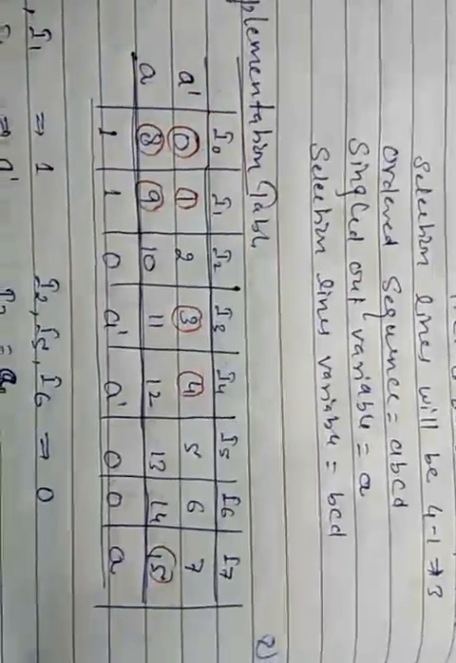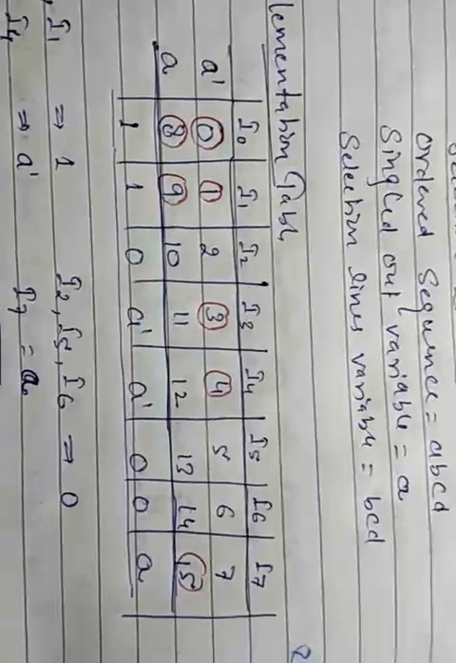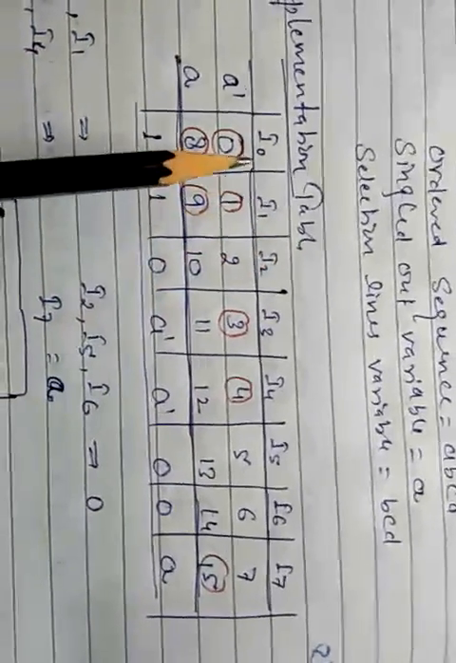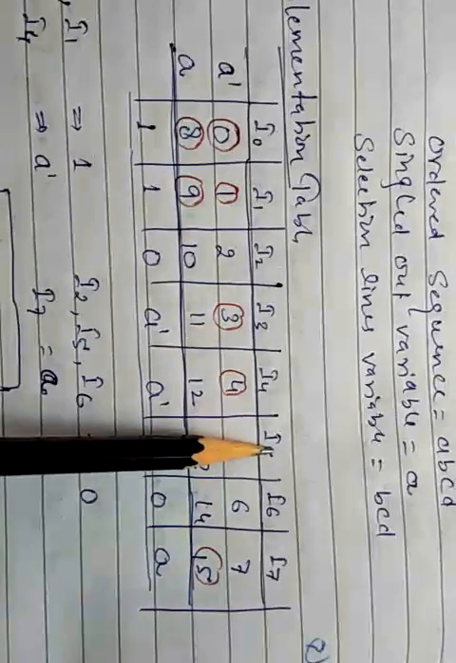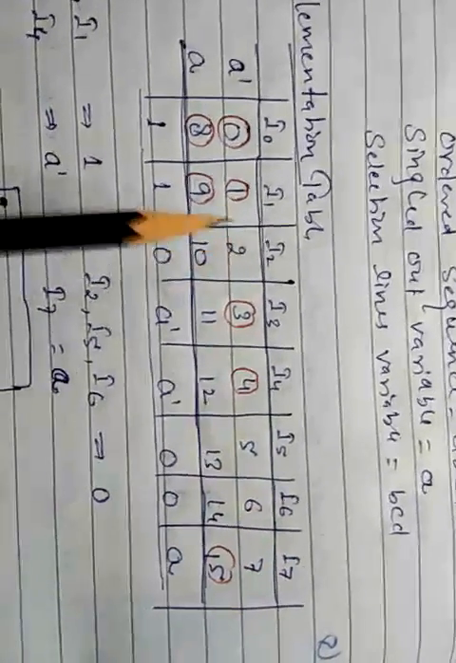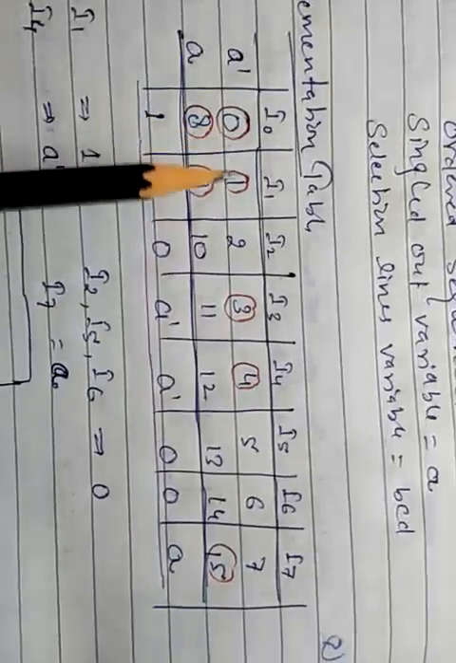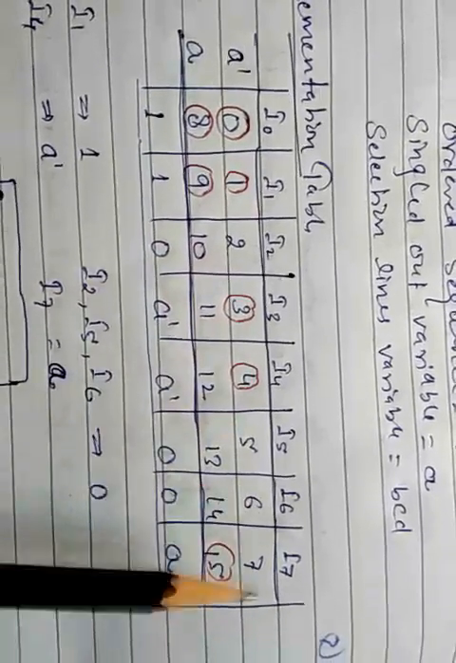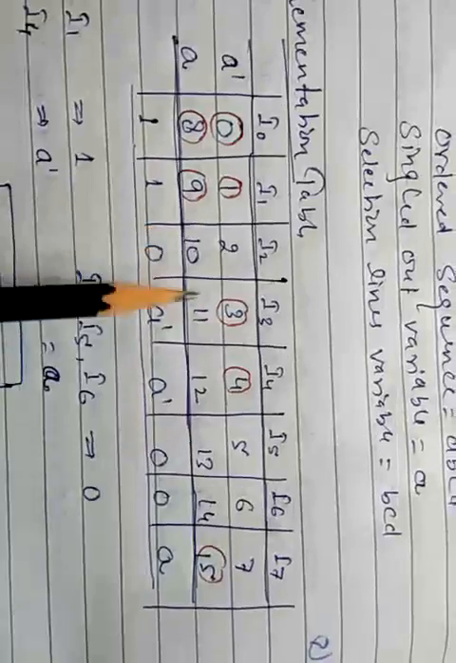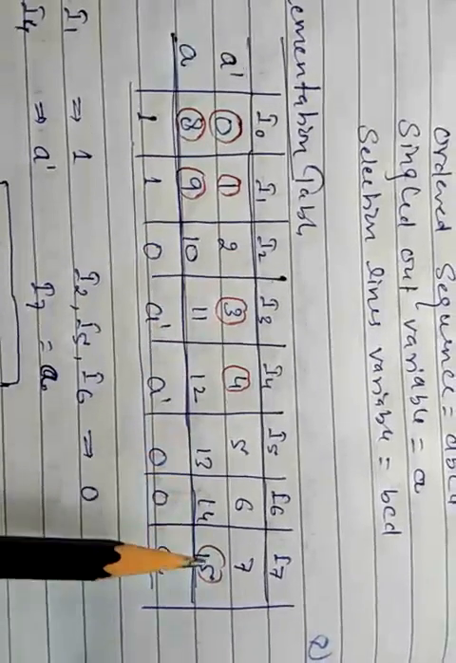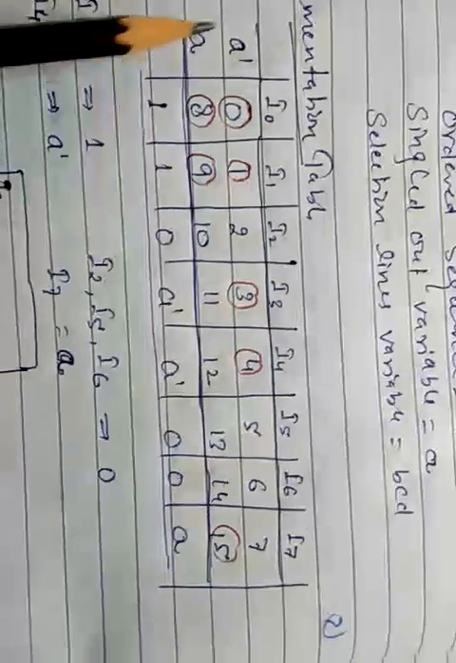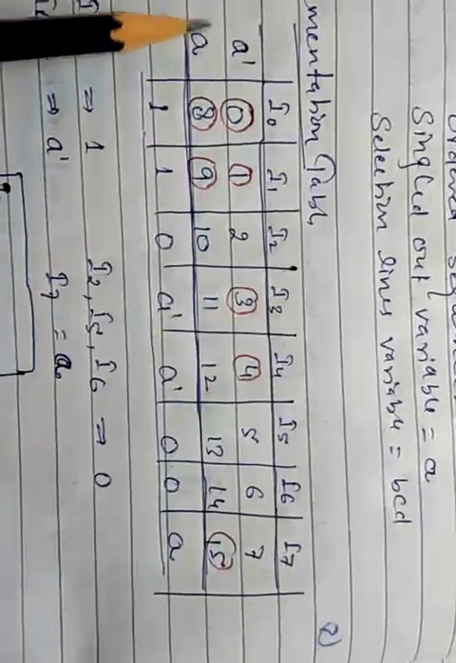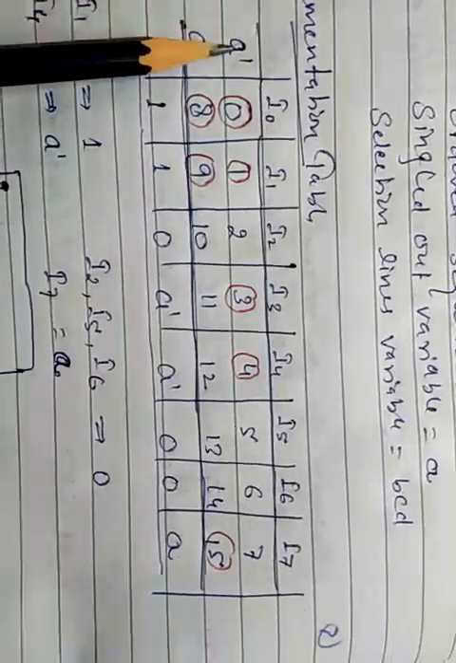so these are the 4 variables, so the total values may be from 0 to 15. So we will write it in this way: I0, I1, I2, I3, I4, I5, I6 and I7, and here we will write 0, 1, 2, 3, 4, 5, 6, 7, 8, 9, 10, 11, 12, 13, 14 and 15. Similar to a K-map, here we are using the singled out variable, so the possible values of this will be A bar and A.